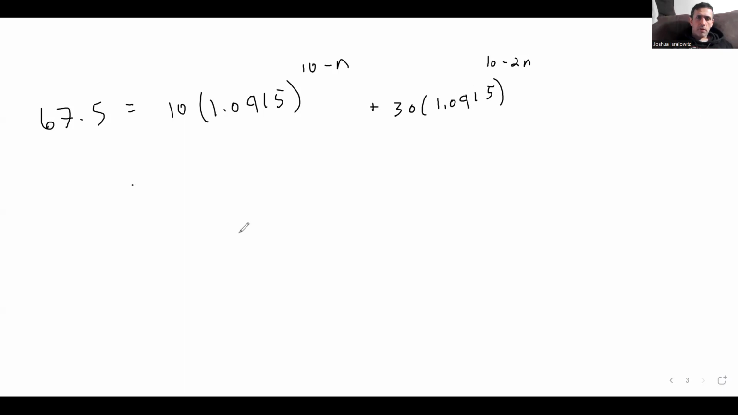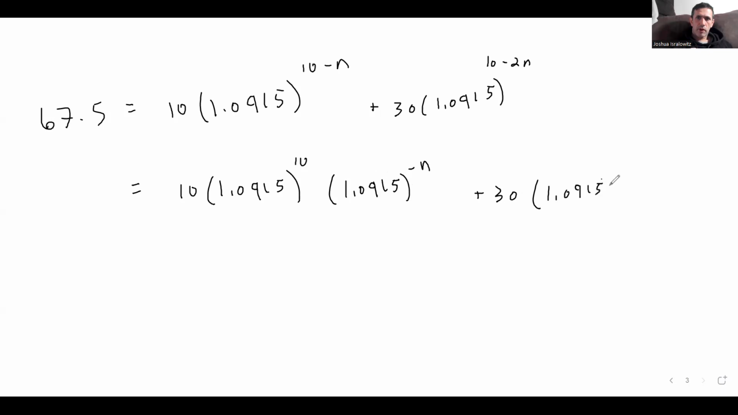Okay, so definitely what you want to do is use basic rules of exponents. This is 10 times 1.0915 to the 10th times 1.0915 to the minus n, plus 30 times 1.0915 to the 10 times 1.0915 to the minus n.